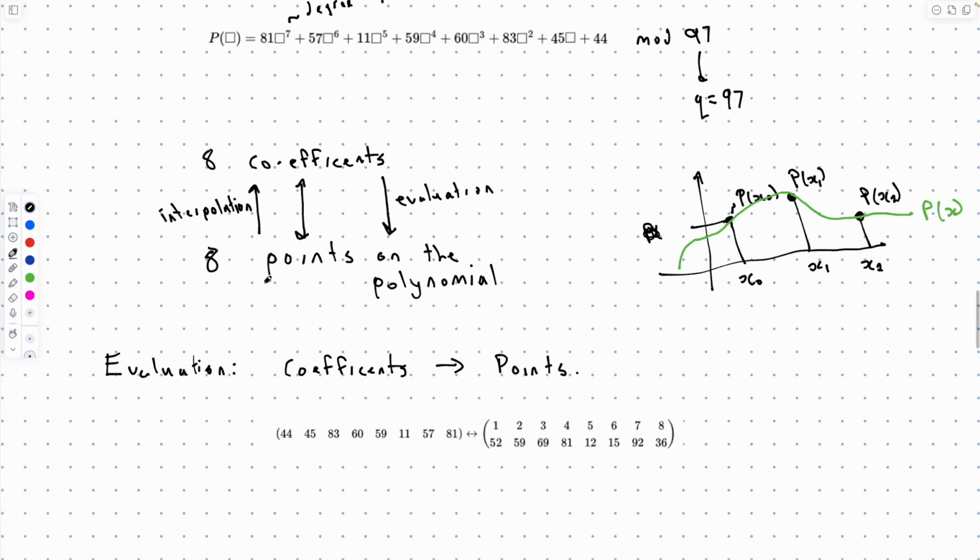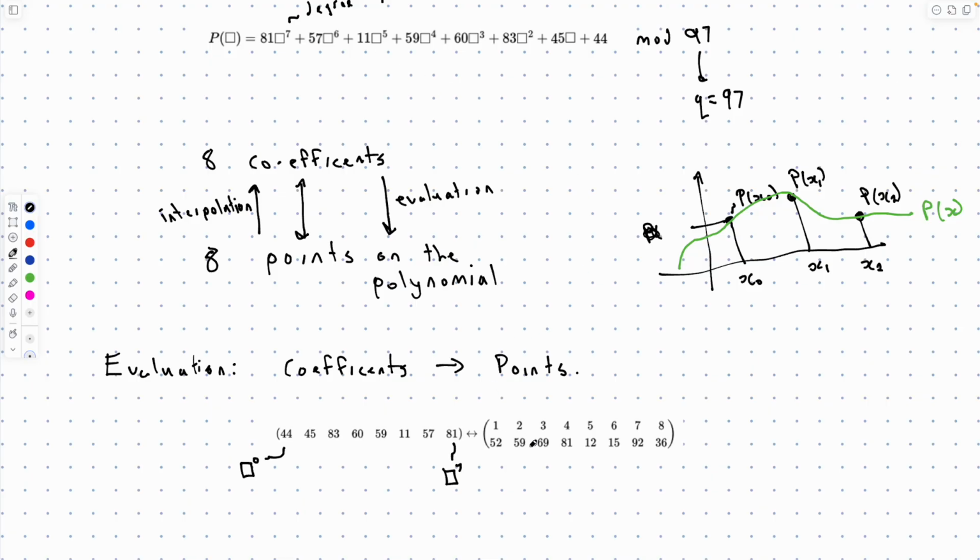Okay, so here are the coefficients. I just reversed the order. So 44 is the lowest coefficient and 81 is the highest. In this format, I'm just reversing it. So this is the one that corresponds to x to the power of 0, and this is the one that corresponds to x to the power of 7. So I could just send the set of coefficients, say they're 44, 45, 83, 60, 59, 11, 57, 81. Then you can write out this equation, and now you know what polynomial I'm talking about.